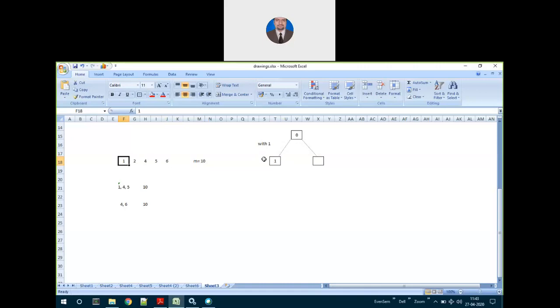That is with 1 kg, other would be what? Without 1. With 1 and without 1. So without 1 in the sense what? If I don't add 1 into the sack, what will the sack contain? Sack will contain nothing as of now. It will be again 0 kgs. Like this way I will try to draw the state space tree over here.